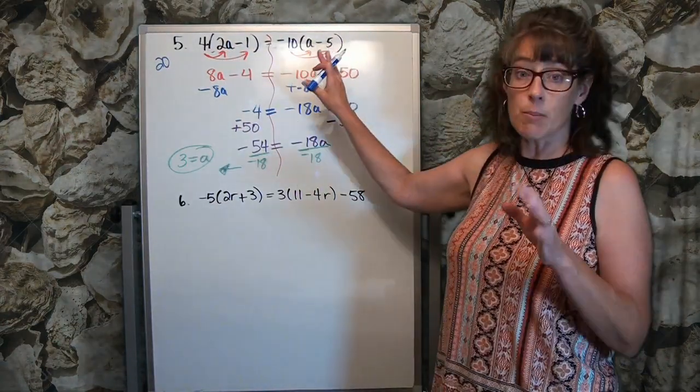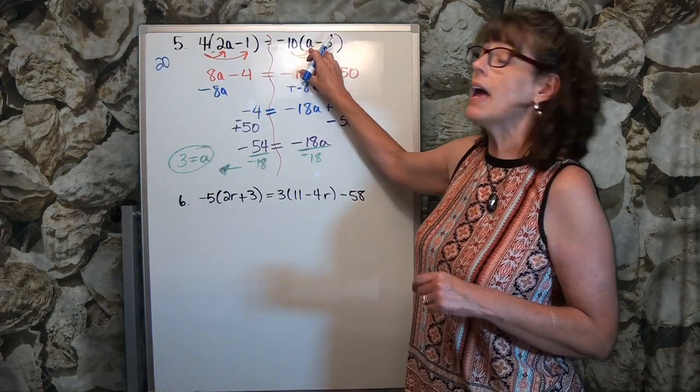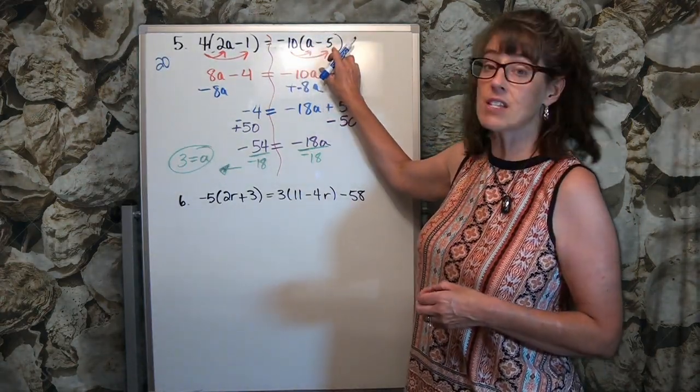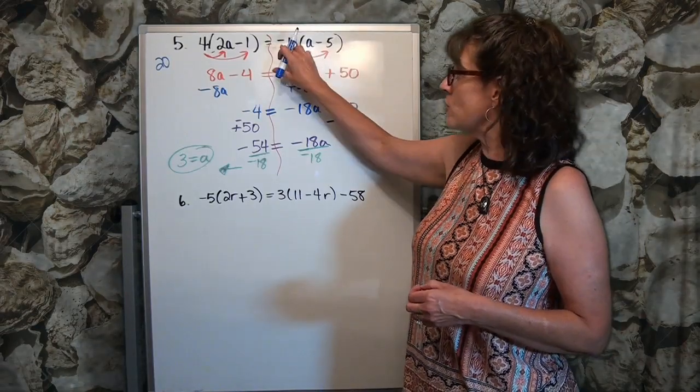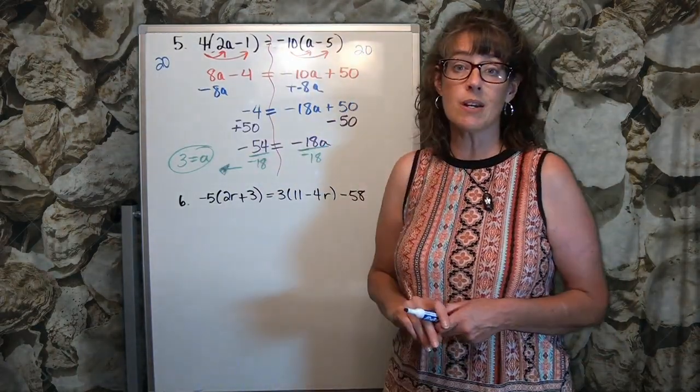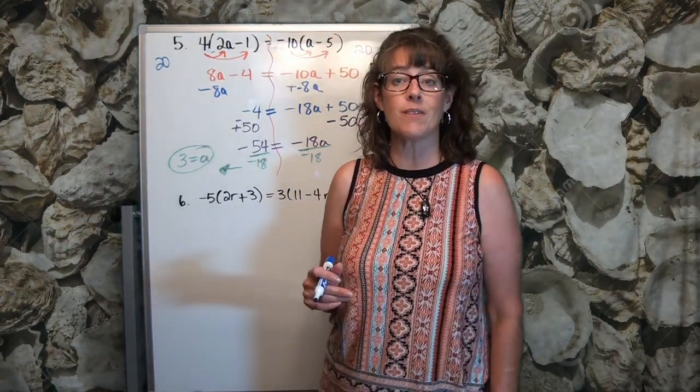Now on this side, similar idea. Let's put that 3 right here. And once again, do inside that parentheses first. 3 minus 5 is a negative 2. That negative 2 times 10 will be a positive 20. Did I create truth? Did I get the same thing on both sides? Yep, so I know it's right.